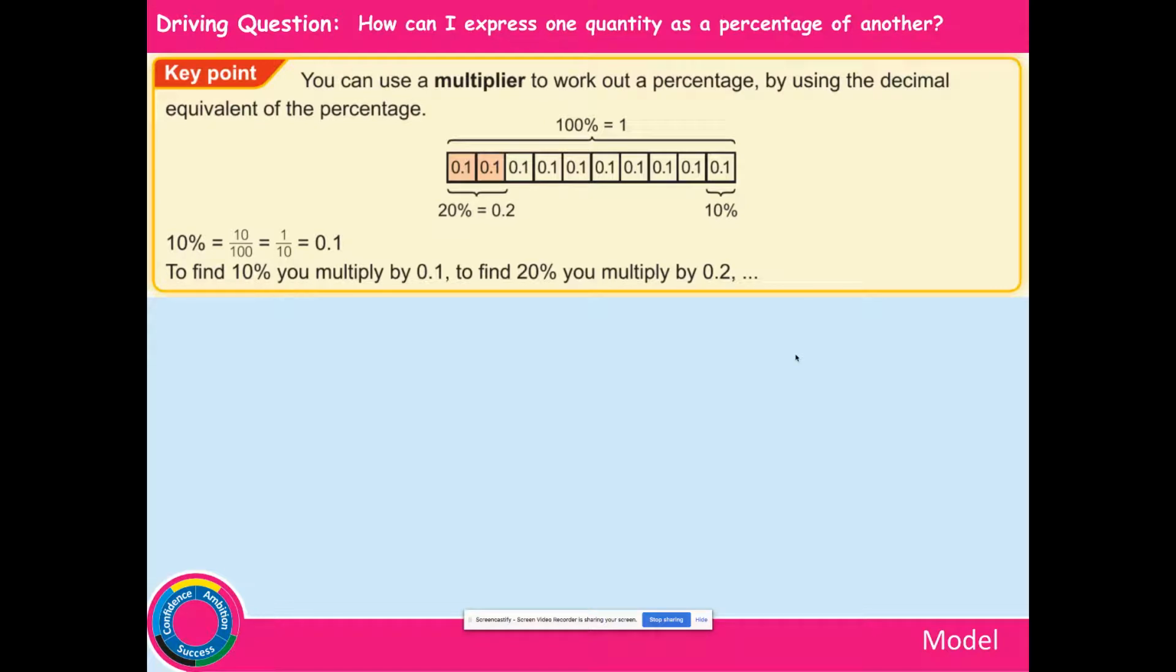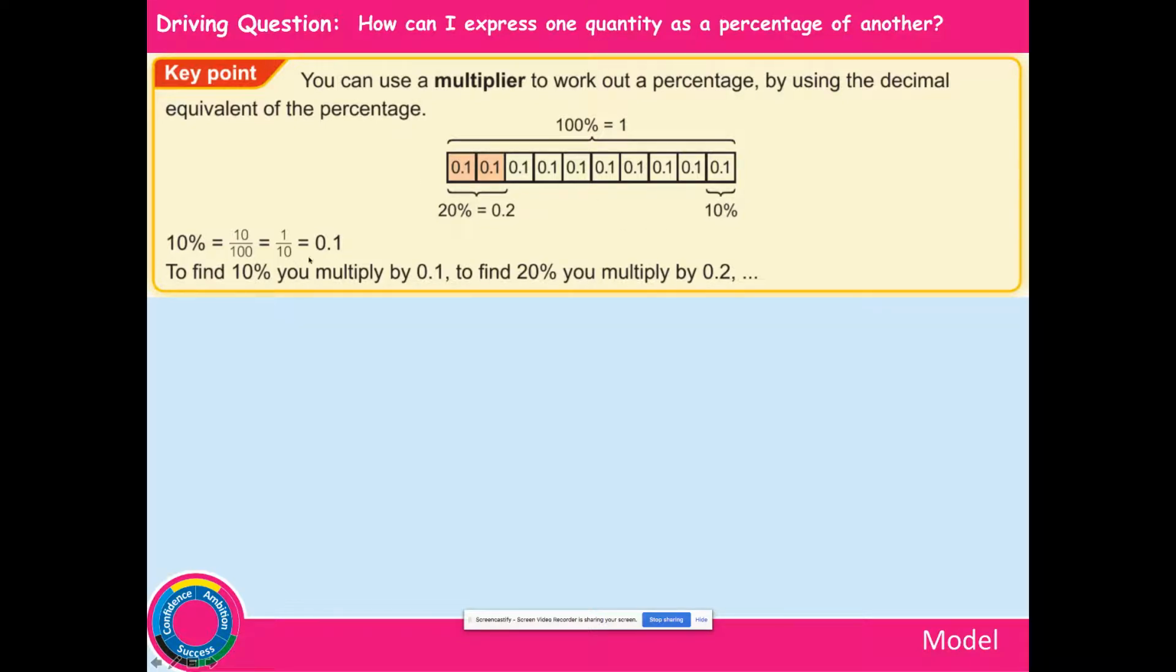So, now, a different way of finding percentages, we can use a multiplier to work out a percentage by using the decimal equivalent of the percentage. So if we think about the whole line being one whole one, we divide it into 10 bits. 10 times 10 is 100, okay? So one little chunk is 10%, because we'd have, let's start from this end, we'd have 10, 20, 30, 40, 50, 60, 70, 80, 90, 100%, okay?